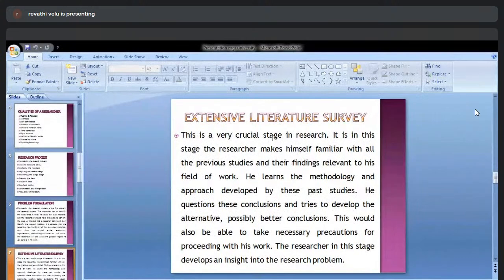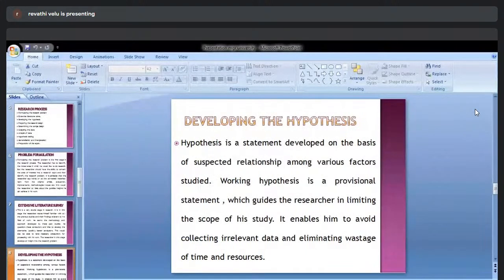So this is said to be the second process in the research process. Next one is developing the hypothesis. So hypothesis is a statement developed on the basis of suspected relationship among various factors studied. It is a provisional statement which guides the researcher in limiting the scope of his study. It enables him to avoid collecting irrelevant data and eliminates wastage of time and resources.